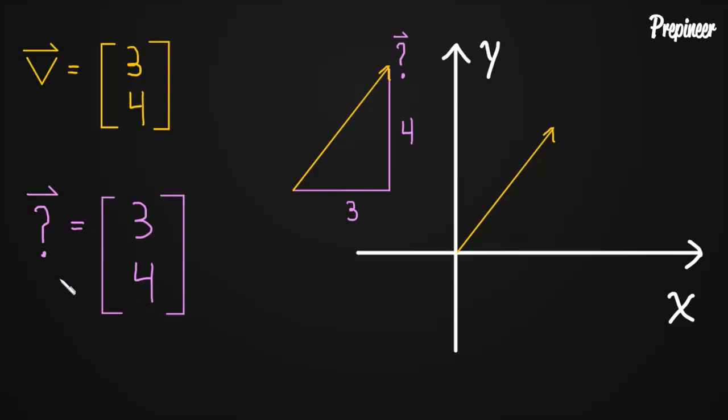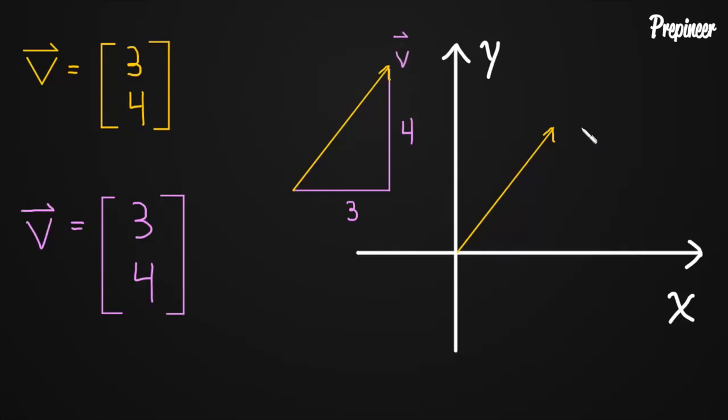So this question mark vector has the same direction and the same length, which is the same thing as saying it has the same components as v. And so this new vector must be v. It's no longer a question. This is the vector v. And that's interesting. That tells us that vectors are independent of where they are in the plane.